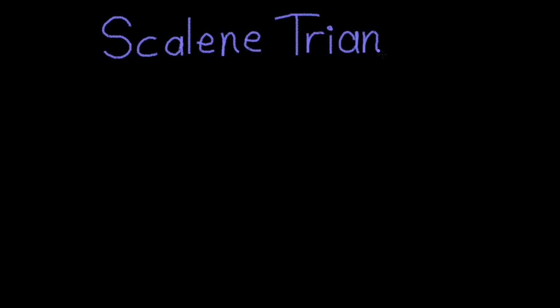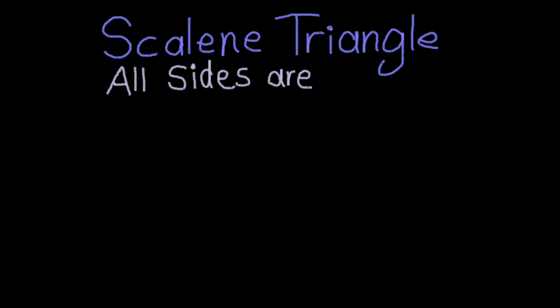The third type of triangle based on the length of its sides is the scalene triangle. I find this the most interesting one because all of its sides are different from the other two. So, to qualify as a scalene triangle, each side of a triangle must have a different length.